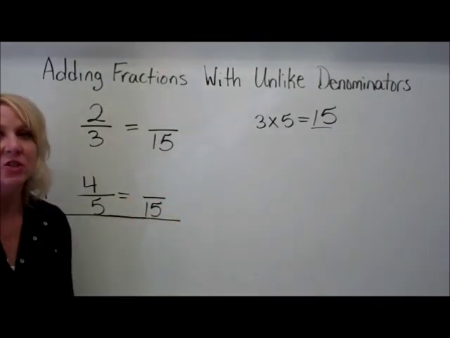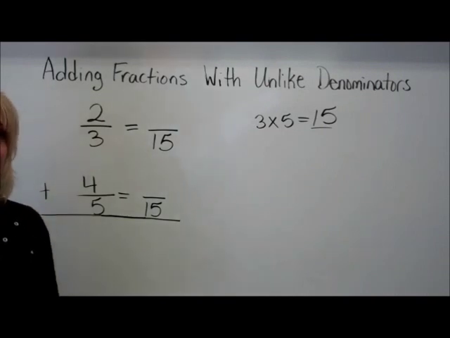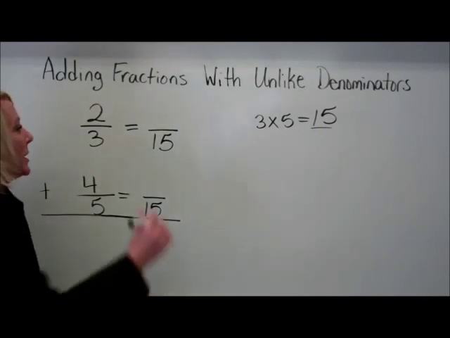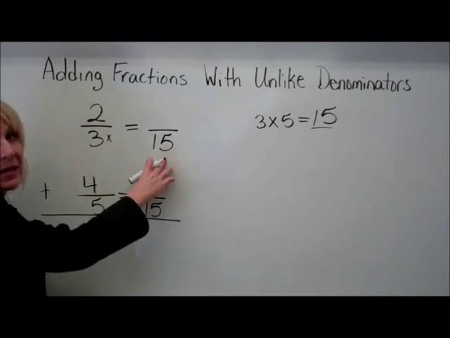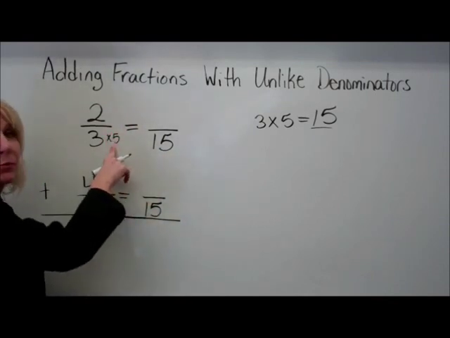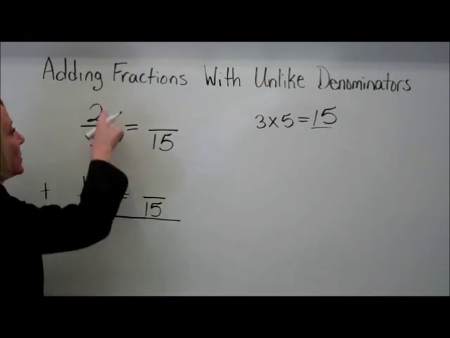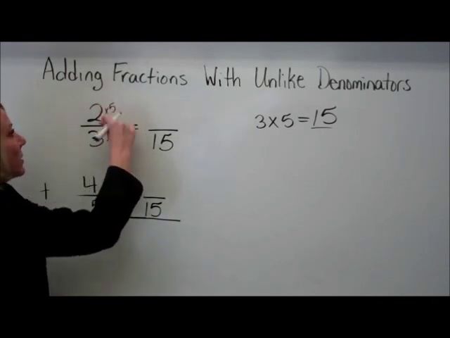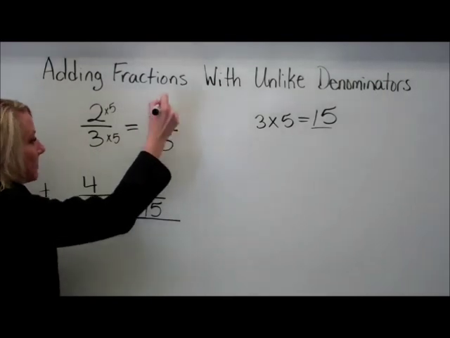The next step is to use what we know about equivalent fractions. What you have to think about here is 3 times what gave us the answer of 15, and we know that it was 5. So whatever operation we do to the denominator, we do the same operation to the numerator. 2 times 5 is 10.